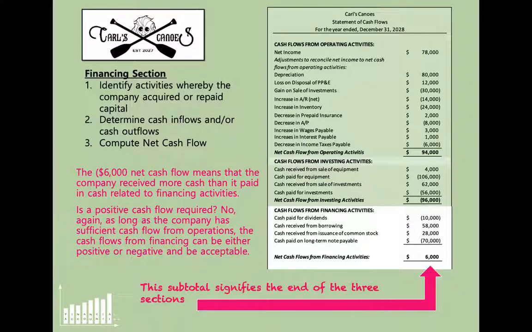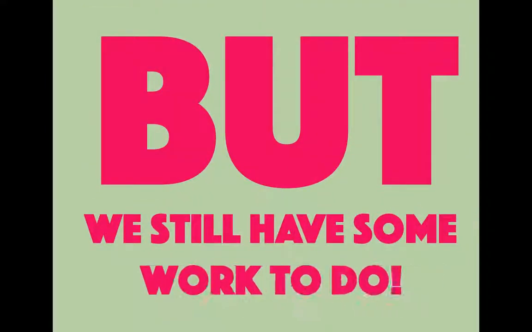The subtotal signifies the end of the three sections. So, the first section, operating section, probably the most complicated to put together. The investing section and the financing section are put together much in the same way, showing what cash came in or was received and what cash went out or was paid. But we still have some work to do. Those first three sections are the main components of the cash flow statement.